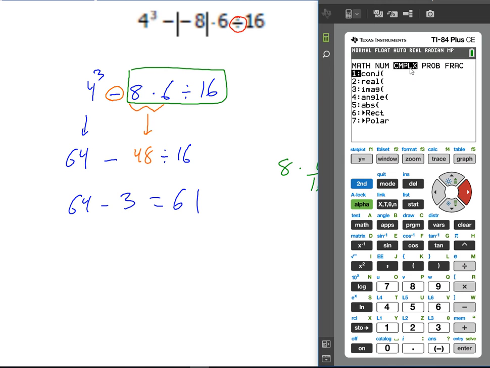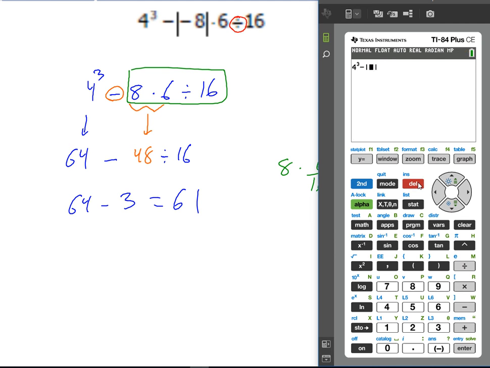And we can keep going to the right, and we'll get into some other things. We'll deal with this pretty soon. This is coming up in a few weeks. We'll start talking about complex numbers. There's some probability stuff. Permutations, combination stuff, and then finally there's some fraction stuff too, which gives us some fraction templates and things, right? Okay, but we just want the number menu and number one. We just hit enter, and it gives us absolute value bars, and then we'll just put whatever we want in the absolute value bars, okay?